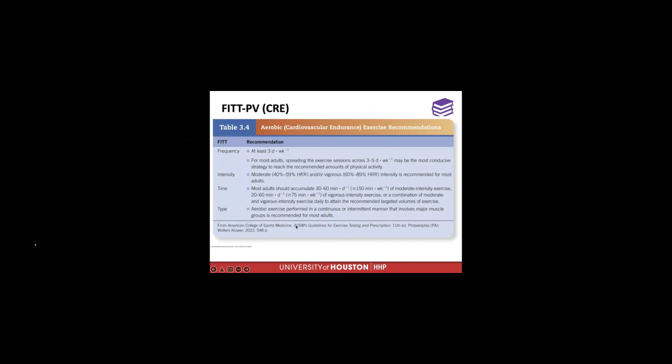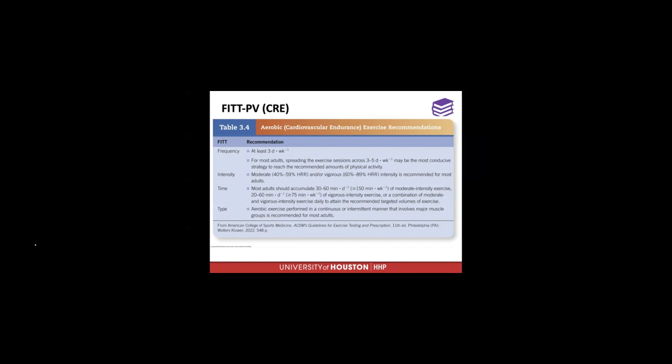So first up is our CRE, cardiorespiratory endurance exercise. Frequency, at least 3 days per week. Remember, the 3 days is if they're doing vigorous. It would be at least 5 days if they're doing moderate. At least 3 days if they're doing some combination of vigorous and moderate. We define moderate intensity activity as 40 to 59% of heart rate reserve, and vigorous is 60 to 89% of heart rate reserve.